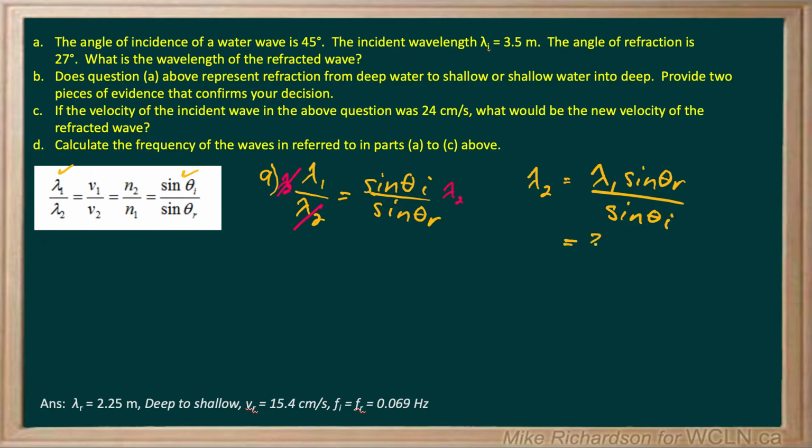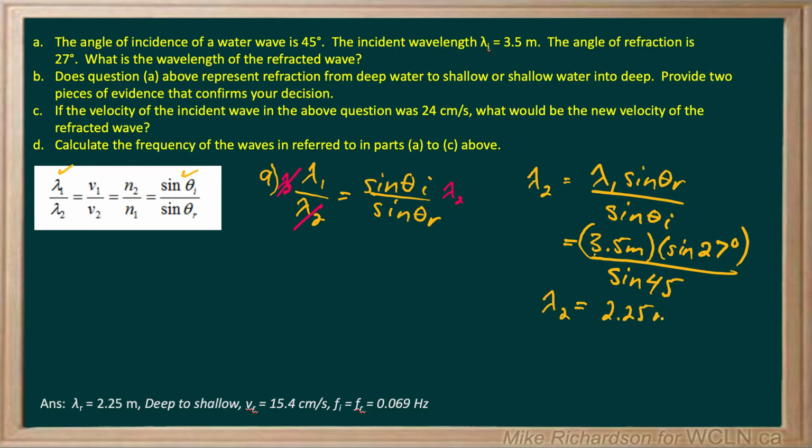My incident wavelength is 3.5 meters. My angle of incidence is 45 degrees. And my angle of refraction, which is on the top of the equation, is 27 degrees. So it should be 3.5 sine 27 divided by sine 45. And when I do that, I get lambda 2 equivalent to 2.25 meters.